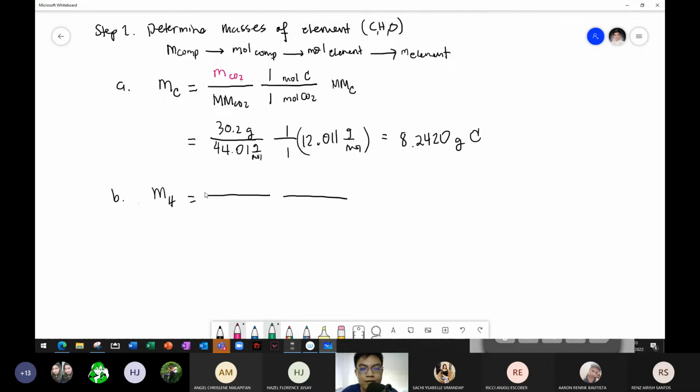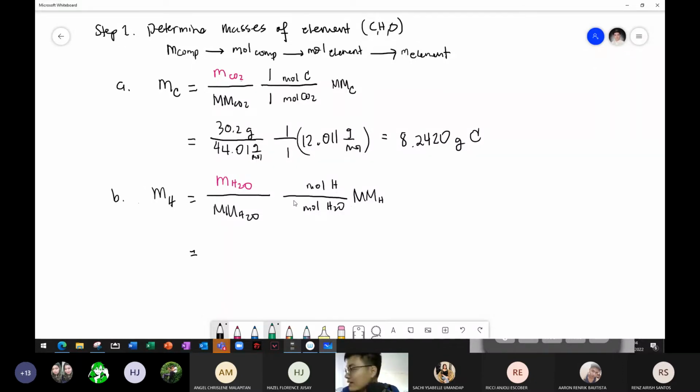Okay, so for the mass of the hydrogen, the compound that we will use to get the hydrogen is water. So, the mass of H2O divided by the molar mass of H2O, and then the stoichiometric factor of H2O and hydrogen atom times the molar mass of hydrogen. And now, another question. What do you think should be our stoichiometric factor? What's the stoichiometric factor between hydrogen and water? Okay, so 2 over 1.